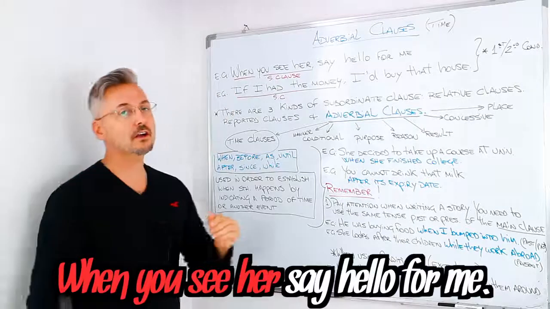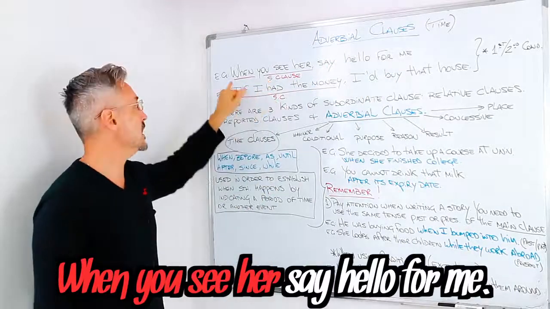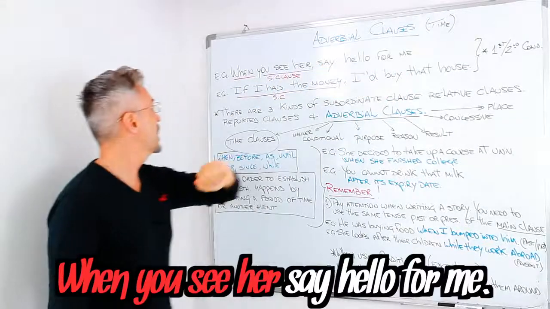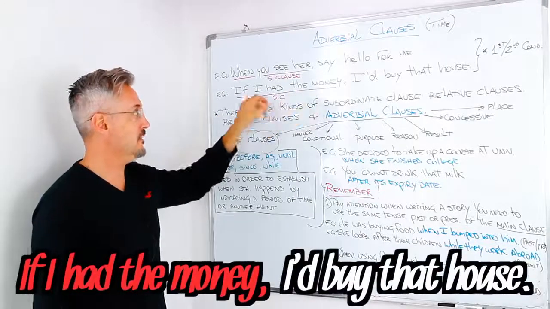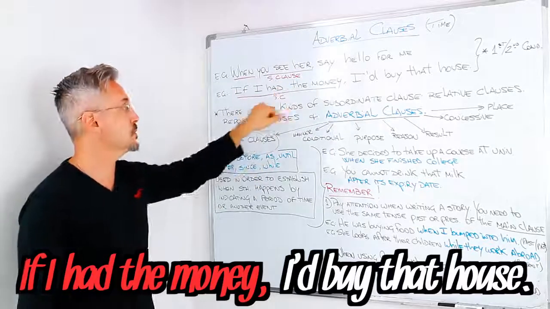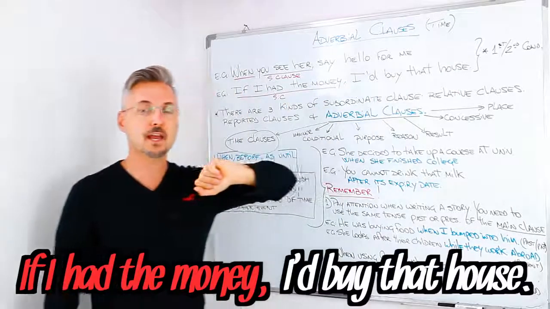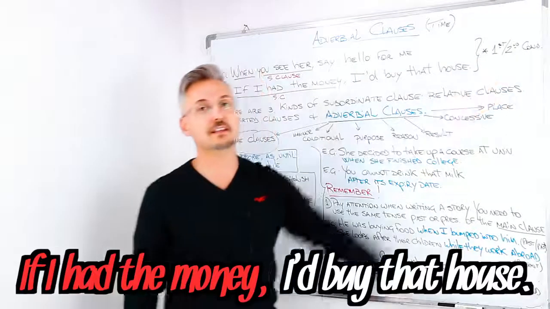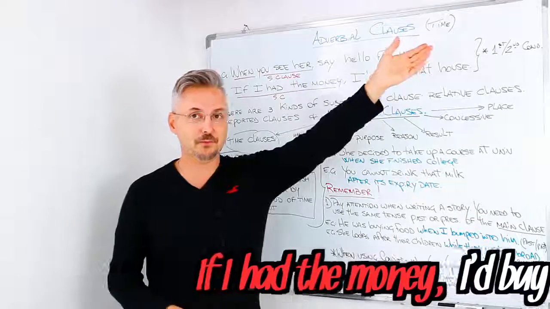When you see her, say hello for me. So the subordinate clause is when you see her. Then say hello for me. Another example: if I had the money, I don't have the money, but if I had the money, subordinate clause, I'd buy that house. These are also examples of conditionals, the first and the second. And if you want to watch a lesson on conditionals, you may click here.